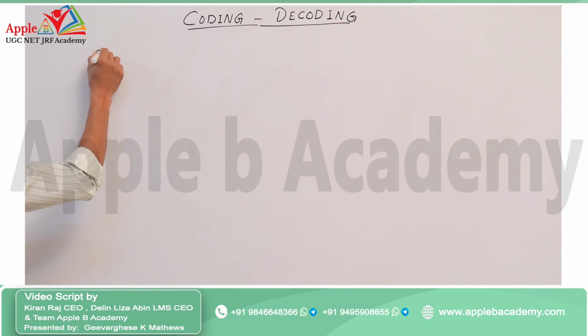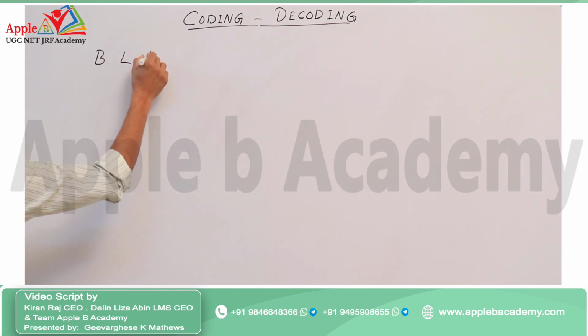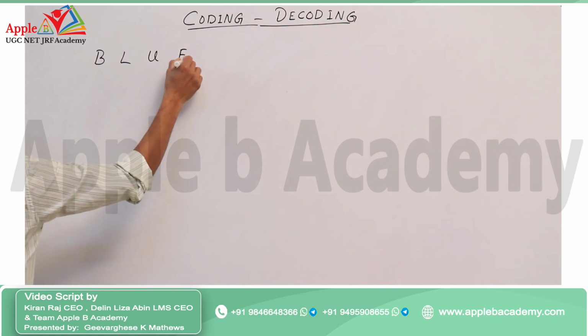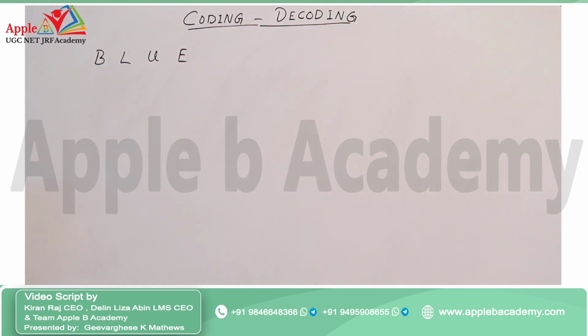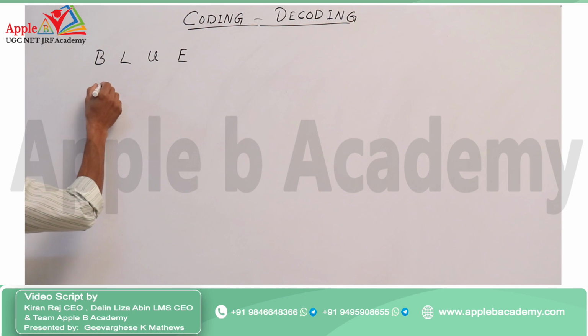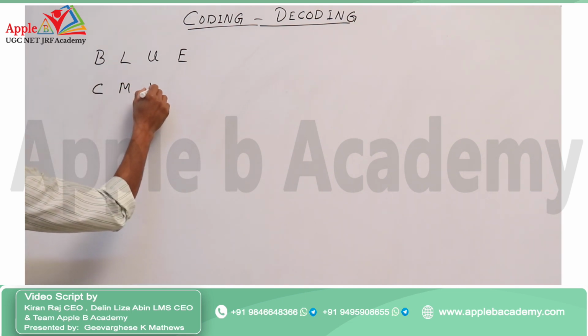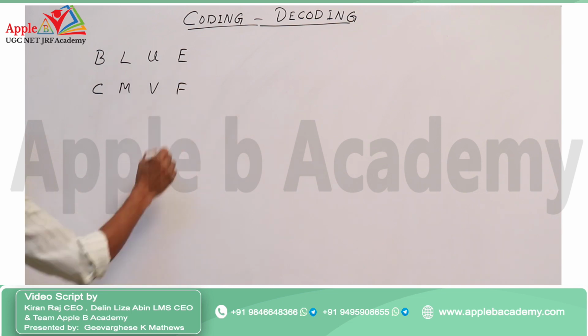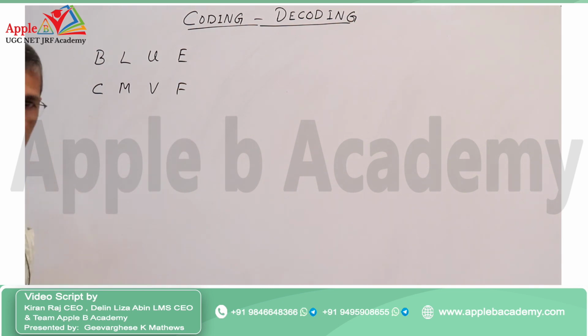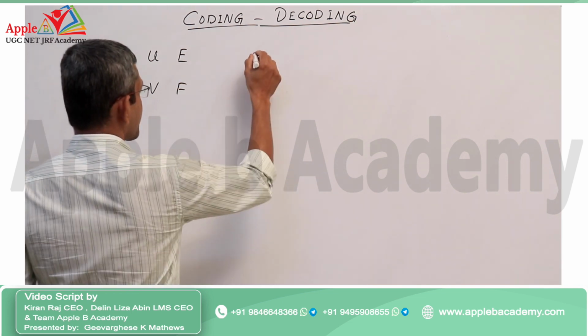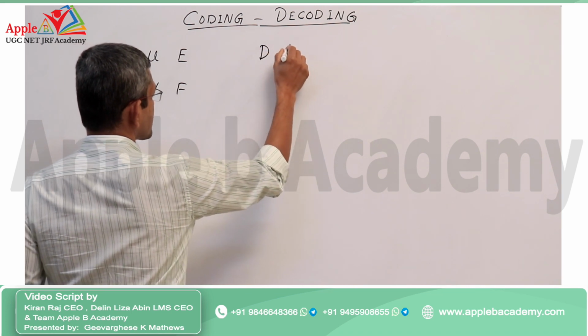Let's say blue. Blue is coded as C, M, V and F. If that's the case, what is the code for dark?